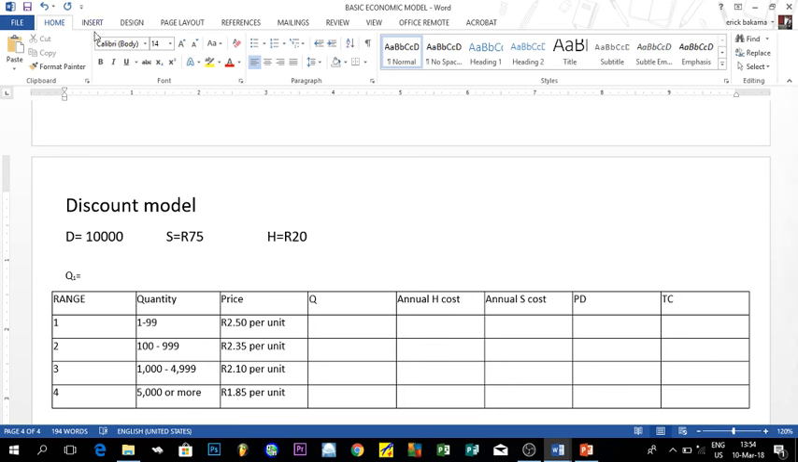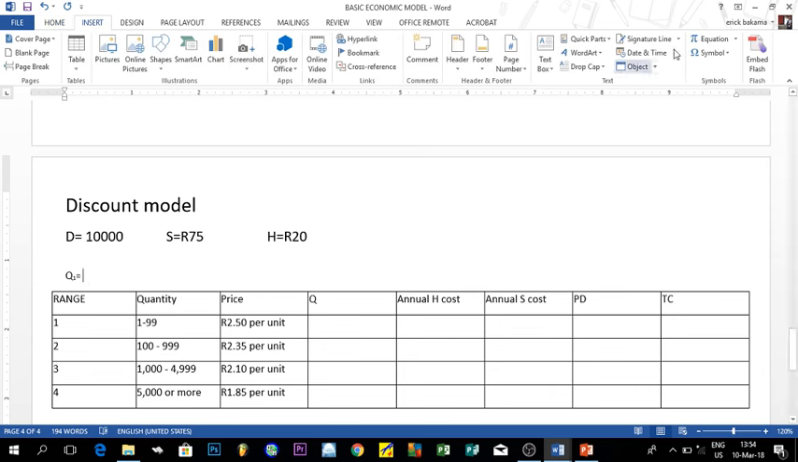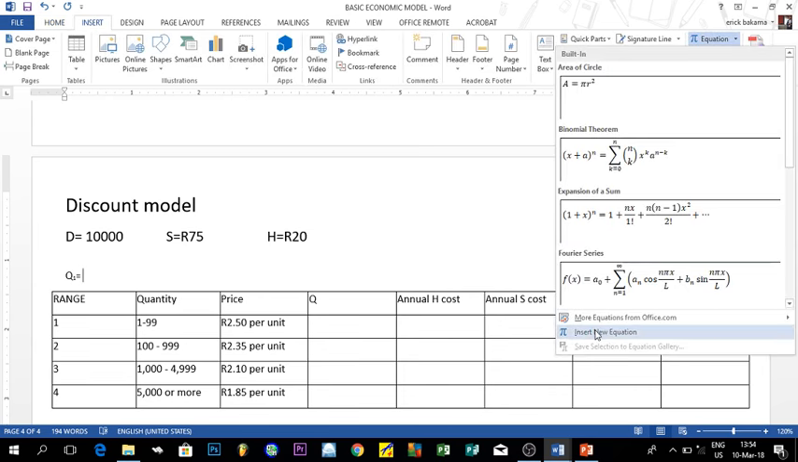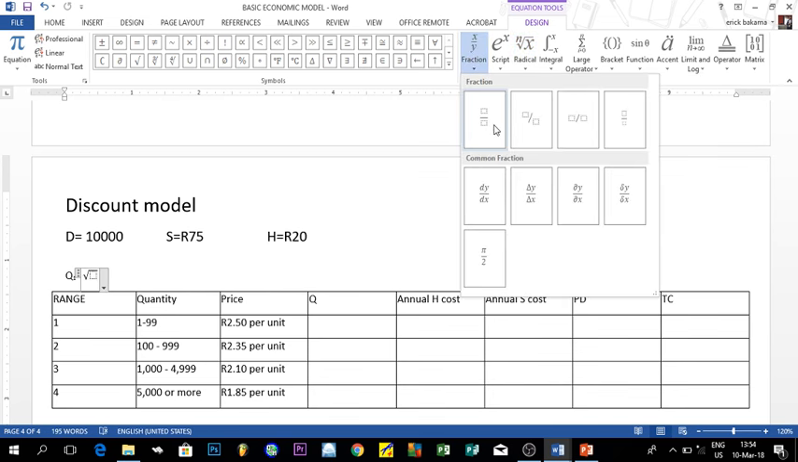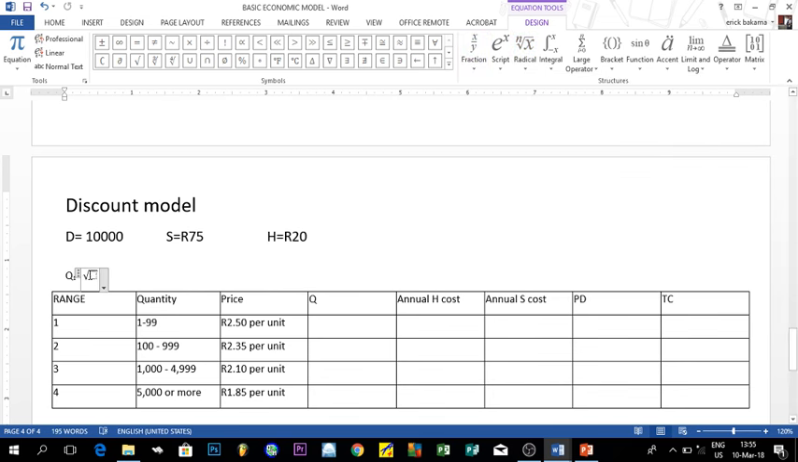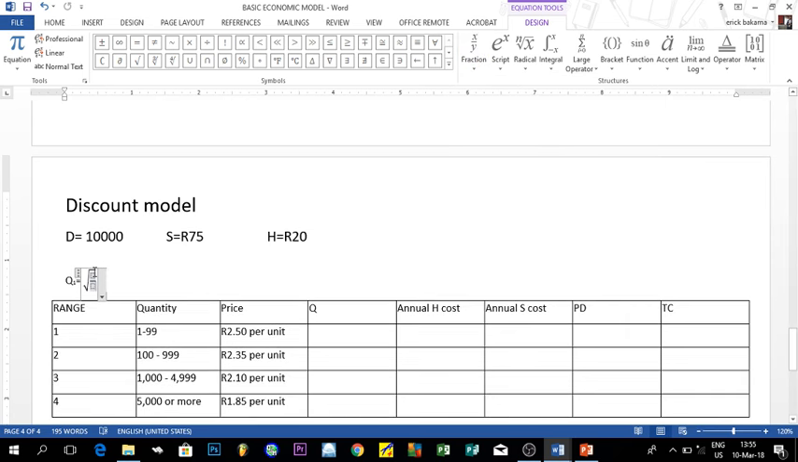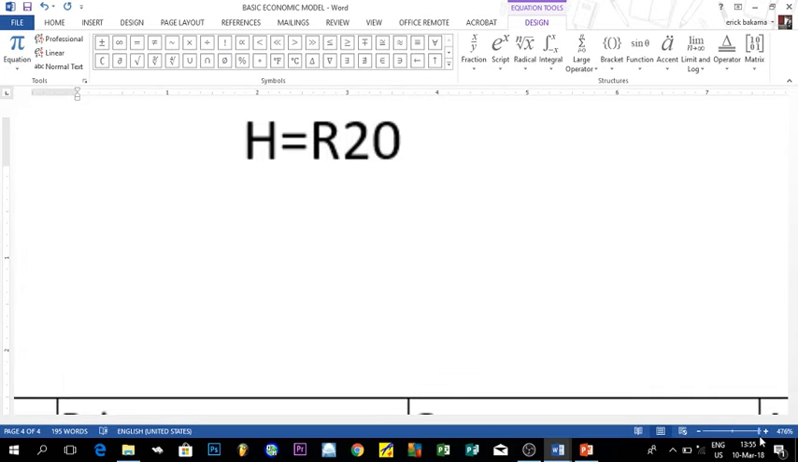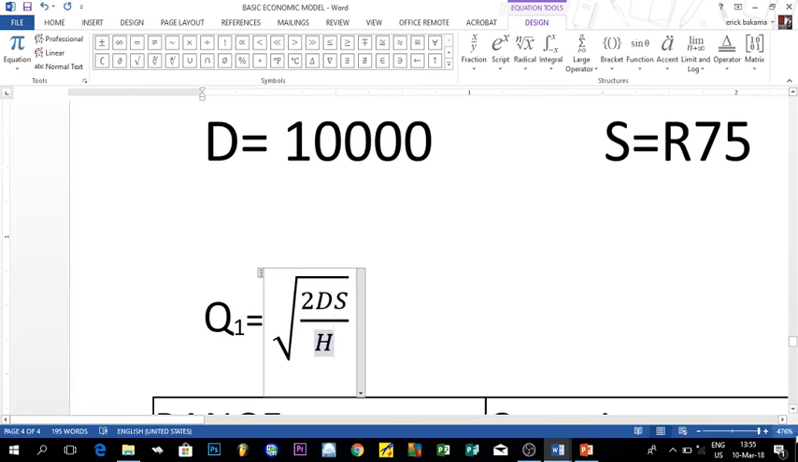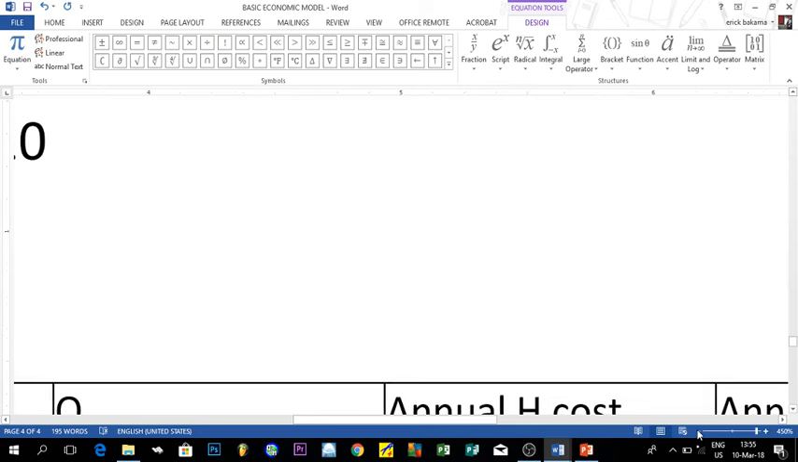Again, the formula that we're going to use for Q is the simple formula that we use for the EOQ. That formula says that Q must be the square root of 2DS divided by H. Let me insert the formula first. The reason why I'm putting the formula is for you to know what we're doing and where we're going. So the formula is 2D multiplied by S, and then we divide everything by H. I'm going to zoom in only on that part. This is the formula that we're going to use for Q1.